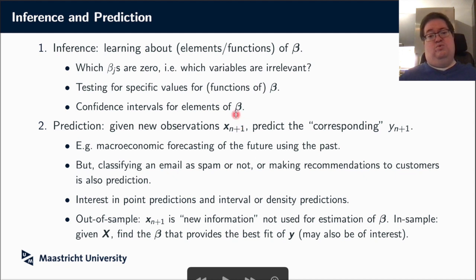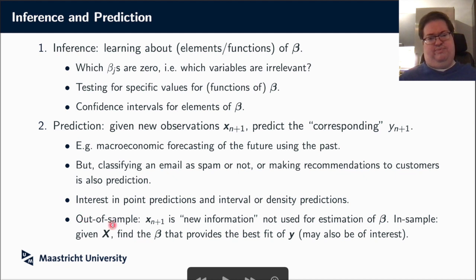We get a new email with new features in X, certain characteristics of that email, and we want to find out, should we have a 1 for spam or a 0 for non-spam, based on the emails that the algorithm already analyzed before. Same as making recommendations to customers. If Netflix shows you which series or movies you should watch next, that is also a prediction problem. Here we can distinguish between point predictions, getting single values, or predictions which take into account uncertainty, which would be either interval or density predictions.